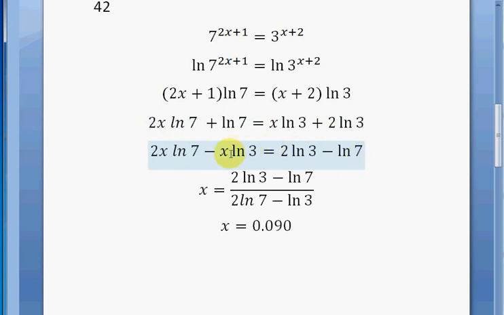Now what I'm going to do is, I didn't show it in the step, I factor out an x from these two terms. So I pull out an x, and I'm left with 2 natural log of 7 minus natural log of 3.